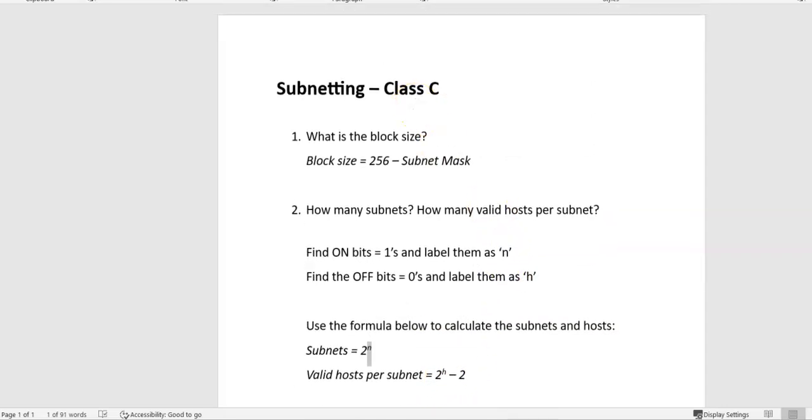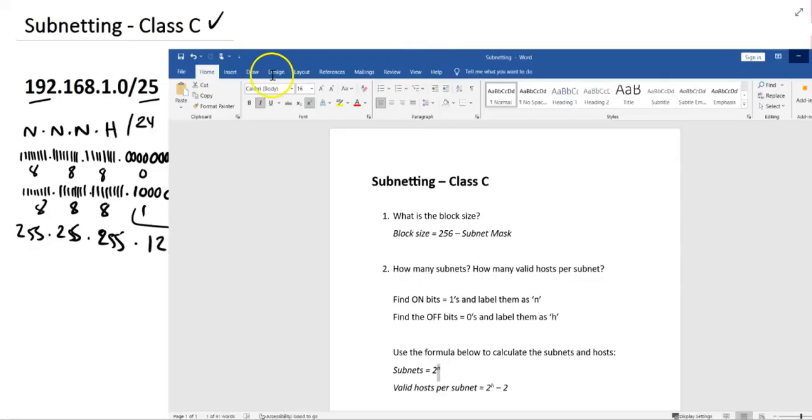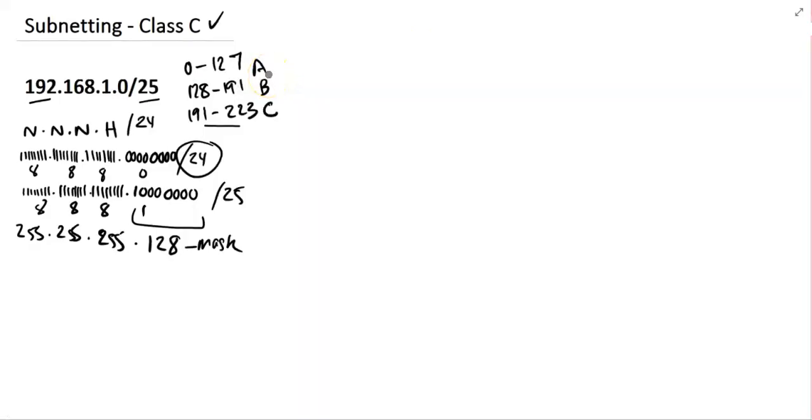So the block size is 256 minus mask. So here the first question we're going to answer is the block size. Let's call it BZ. And the block size is 256 minus, and what is the mask? We have the mask here, which is 128. If you subtract the two from each other, that's 128.